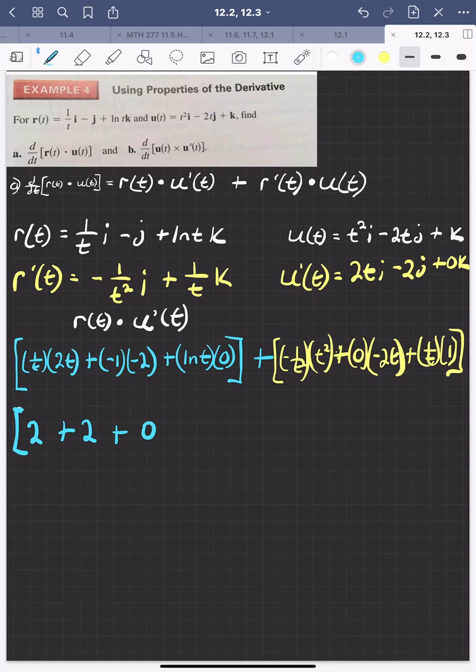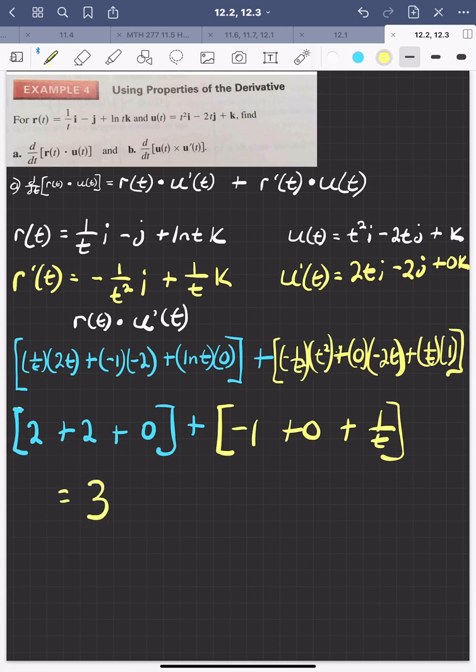And then we're going to have, finish this up. So what is that? That's just going to be negative 1 plus 0 plus 1 over t. All right. There's nothing left to do except combine like terms. So we've got 2 and 2 is 4. We take away 1 is 3. And then we just have 1 plus 1 over t.